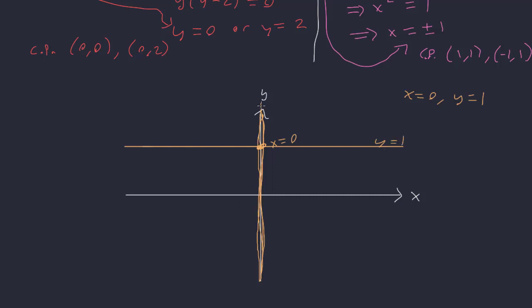Now this little cross I just made, this is where f sub x equals 0. Now, don't think that (0, 1) is a critical point. It's not. This intersection here is only where f sub x equals 0.